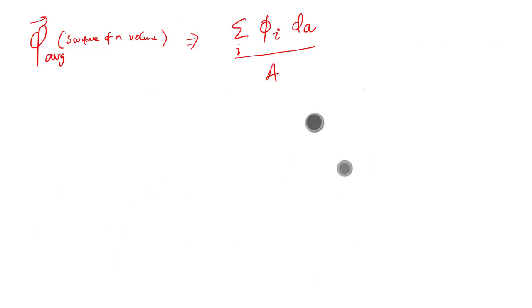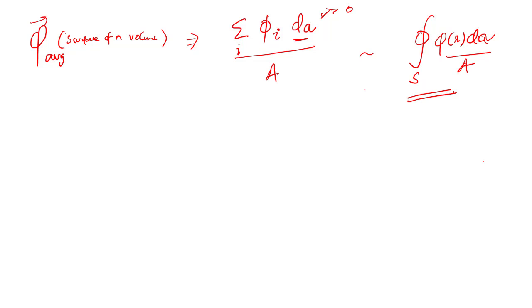So then I can reduce this dA almost to zero and convert this to an integral, right? So I'm integrating over the surface. So that's the surface integral. I'm taking the phi at each point on the surface, multiplying it with dA and dividing it by the total area. So this would be my average. This would be the average of a function over a sphere S, over the surface of a sphere S.